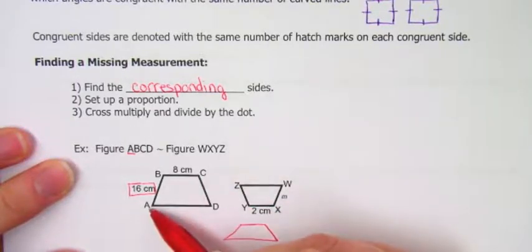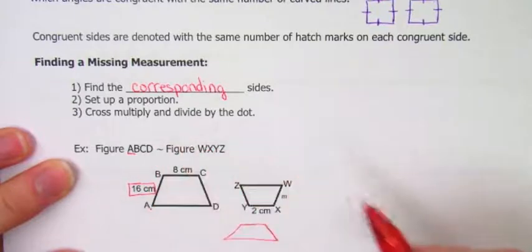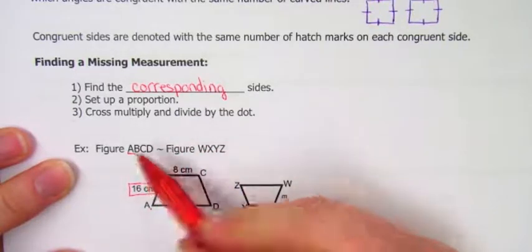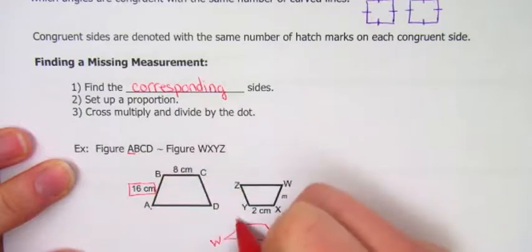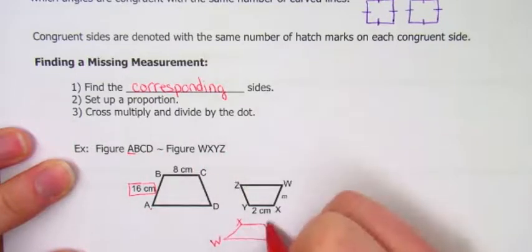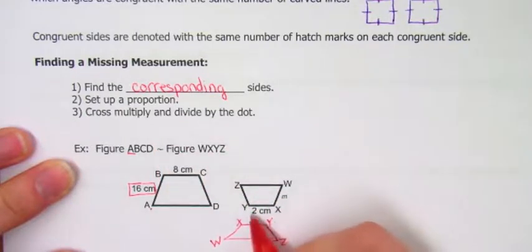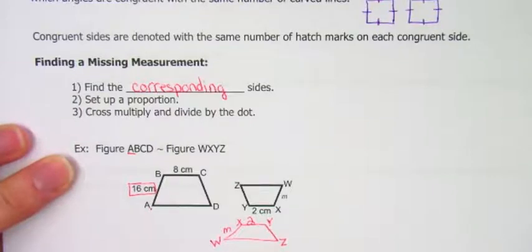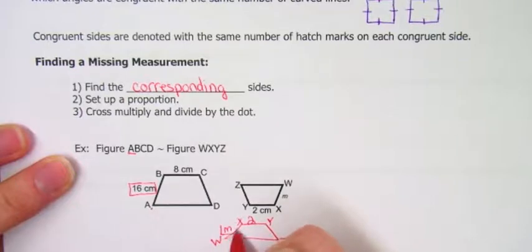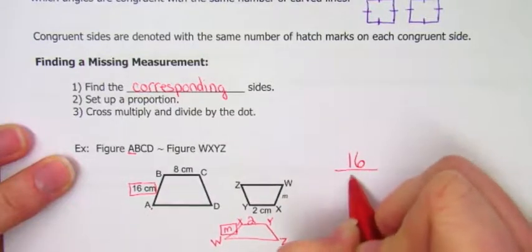I'm going to relabel. I know that the A, since it was first, should be in the same place as the W. The B is up here, needs to be in the same place as the X. C and Y need to go together, and D and Z. And then I can relabel. I see that from X to Y is 2, so I'm going to label that. And from W to Z is M. Not everyone needs to do that, but if it's hard to see visually, then please rotate them. So 16 centimeters matches up with our M.